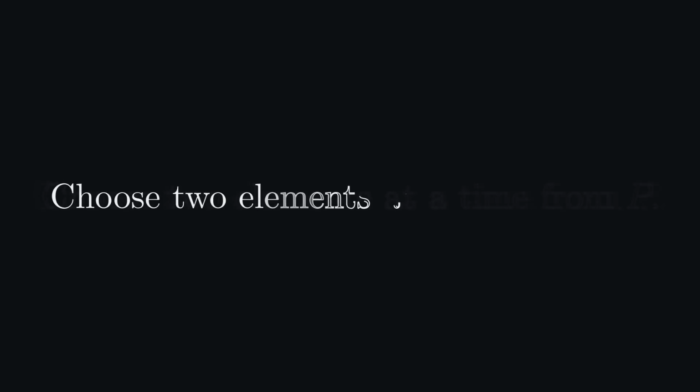Now, let's clarify what we mean by 2-element subsets. This means we need to choose 2 elements at a time from the set P. Next, let's identify the elements of set P. The elements of P are 1, 2, 3, and 4.